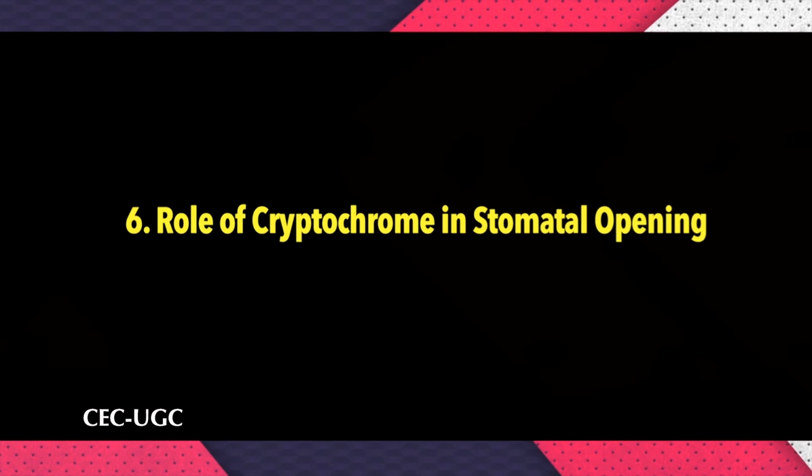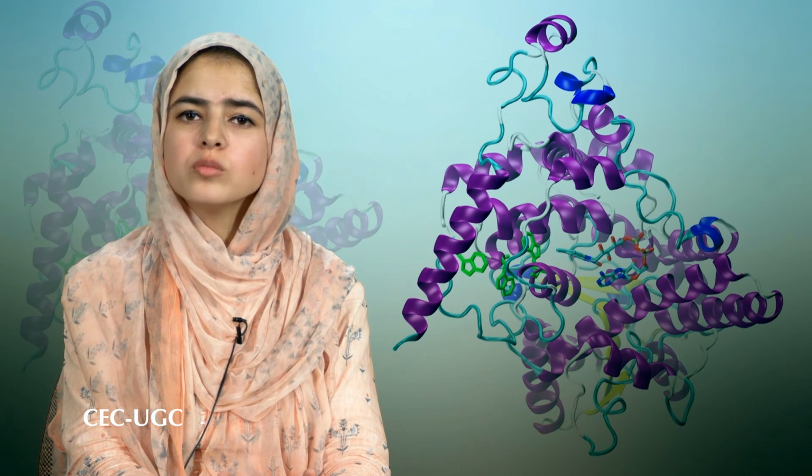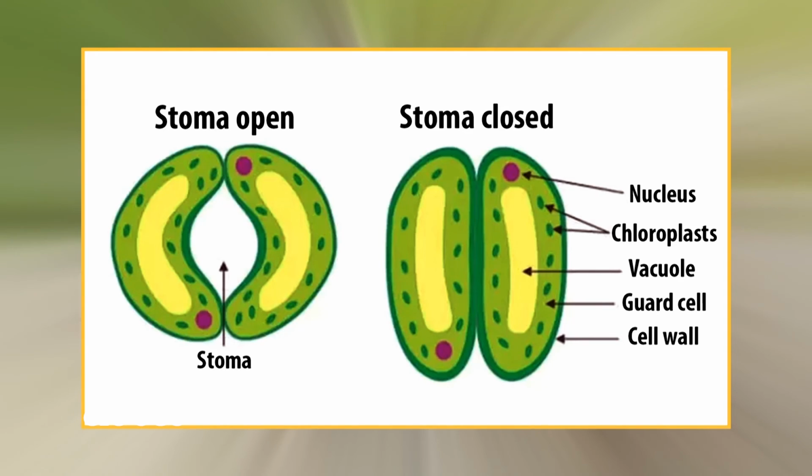Number 6. Role of cryptochrome in stomatal opening. Phototropins were considered as the sole photoreceptors which regulate stomatal opening. A recent observation showed that cryptochromes also contribute to the blue light stimulation of stomatal opening. It was found that the CRY1 CRY2 mutant and CRY1 gene overexpressing plants exhibit a reduced or increased stomata opening in response to blue light respectively.